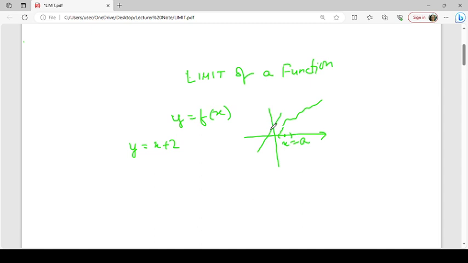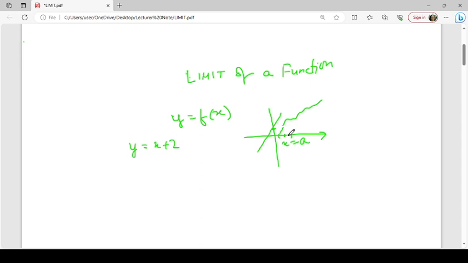So this is the point. It is from the upward direction, so y's are coming like this. This is the right side and this is the left side. When x approaches a from the right side, y is coming from the upward direction, and from the left side, y comes from the downward direction to this.